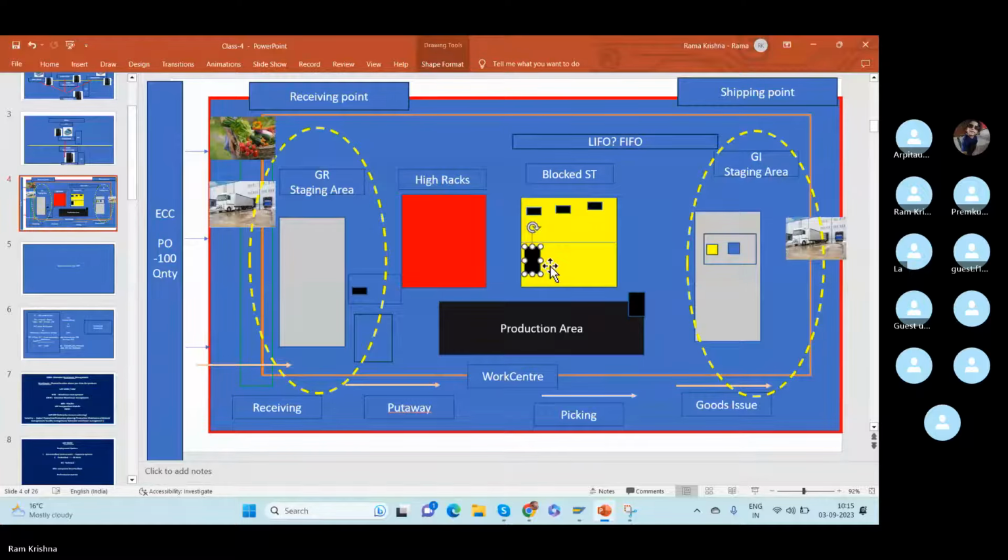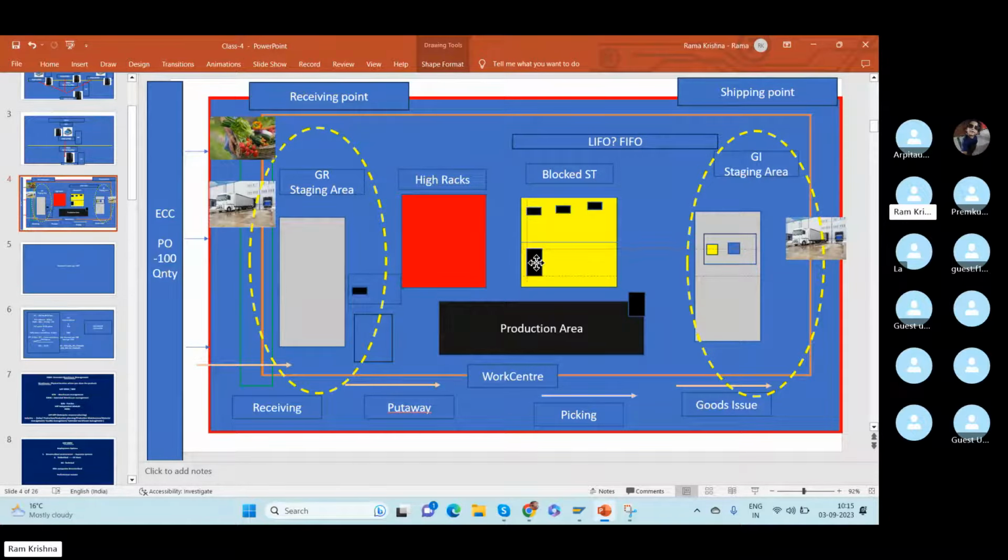A document is needed. What document? Transfer posting. Transfer posting. This is not MM. What do we need, guys, to move stock from here? A warehouse task. You need a warehouse task to move from one place to another in the warehouse. If you are moving in the warehouse from one storage type to another storage type, a warehouse task is required.